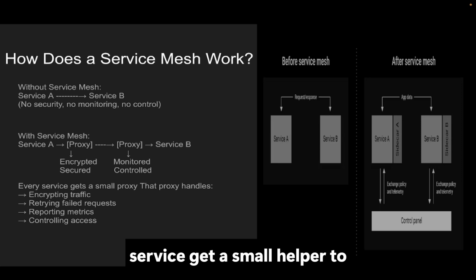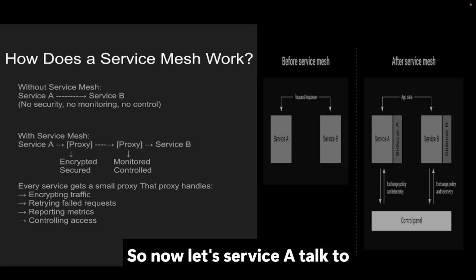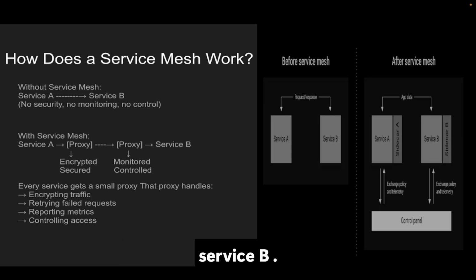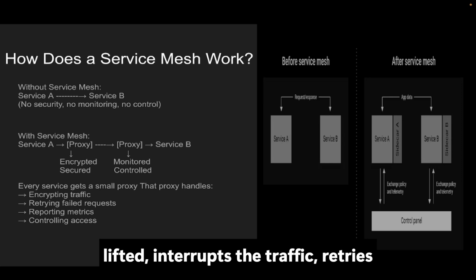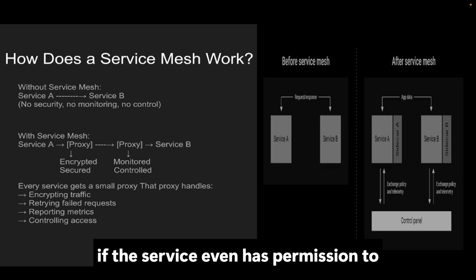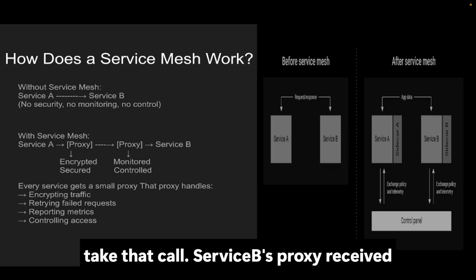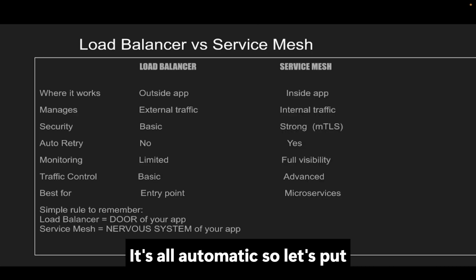Now with a service mesh, each service gets a small helper attached to it. We call it a sidecar proxy. So now, when service A talks to service B, it talks to its own proxy first. That proxy handles all the heavy lifting: it encrypts the traffic, retries if it fails, records the metrics, and checks if the service even has permission to make that call. Service B's proxy receives it, decrypts it, and passes it in. The services themselves don't even know this is happening. It's all automatic.